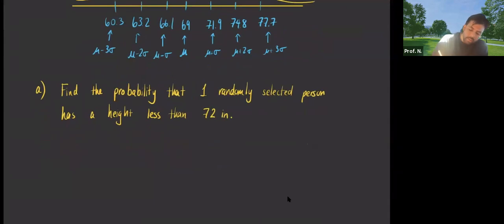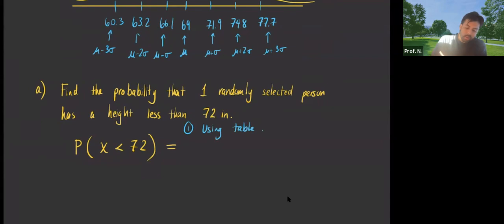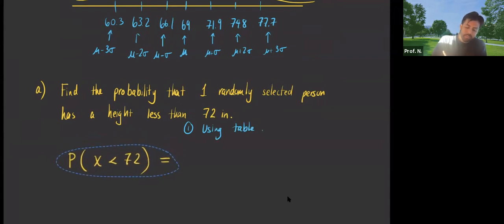So what is it that I want to find? How do I interpret this? I want to find a probability that my X value is what? Less than 72. That's what I want to find. Now, how would I do that only using the table? How would I do that using the table?